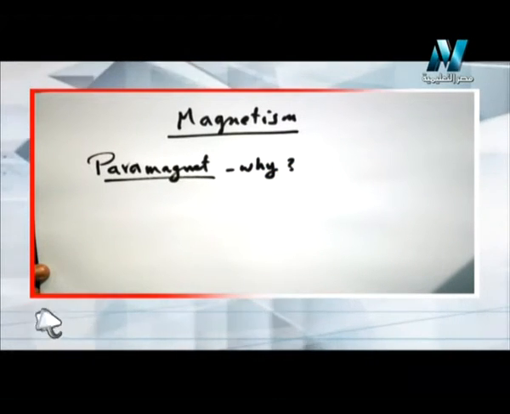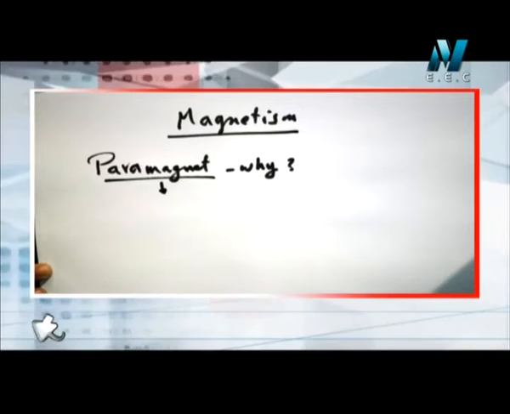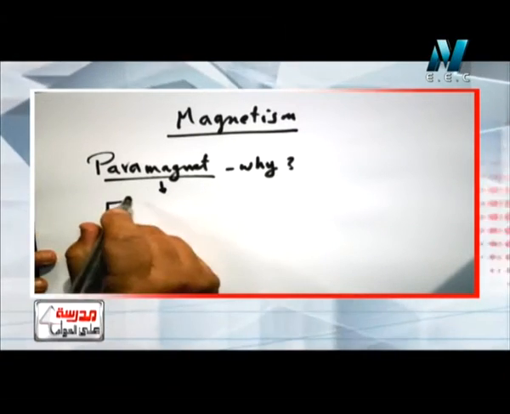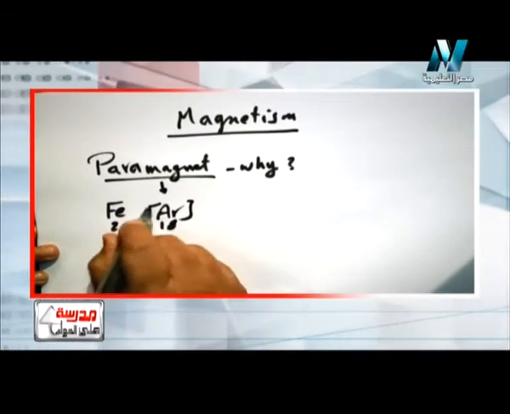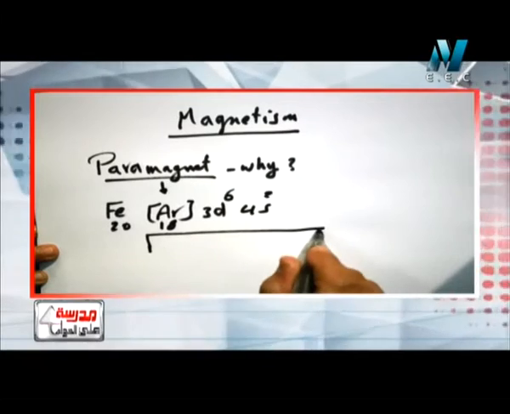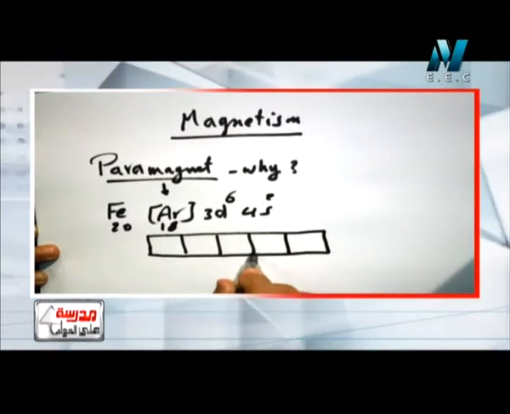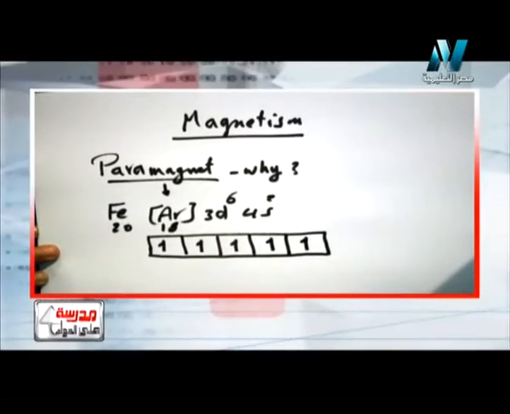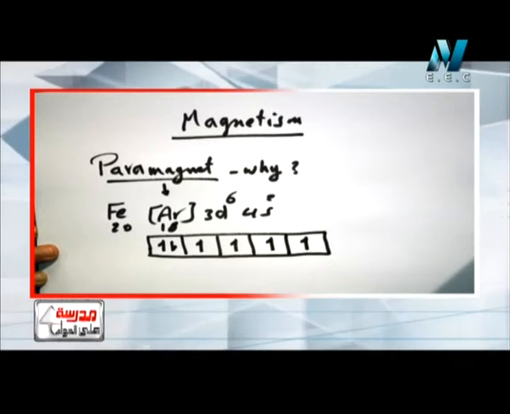This happens when the element or the ion has unpaired electrons in sublevel D, for example Fe: argon 18, 3d6, 4s2. What about the arrangement of electrons in sublevel D? According to Hund's rule, no pairing of electrons takes place until each orbital contains a single electron. So it will be 5 electrons, then the 6th one. So here 1, 2, 3, 4 unpaired electrons.